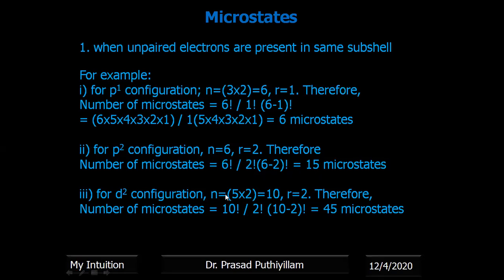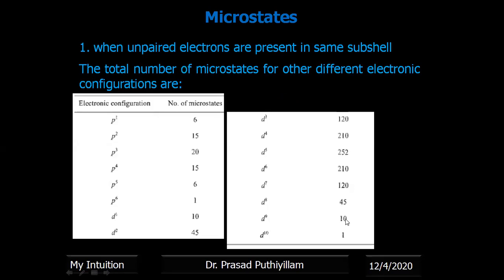For the D2 configuration, n is equal to 5 into 2, since the d orbital has 5 orbitals, twice that number, so it becomes 10. r is equal to 2. Therefore, the number of microstates is 10 factorial divided by 2 factorial into 10 minus 2 factorial, which is 45 microstates. Like that, if you calculate: P1 is 6, P2 15, P3 20, P4 15, P5 6, P6 1, D1 10, D2 45, D3 like that, and D10 is 1.